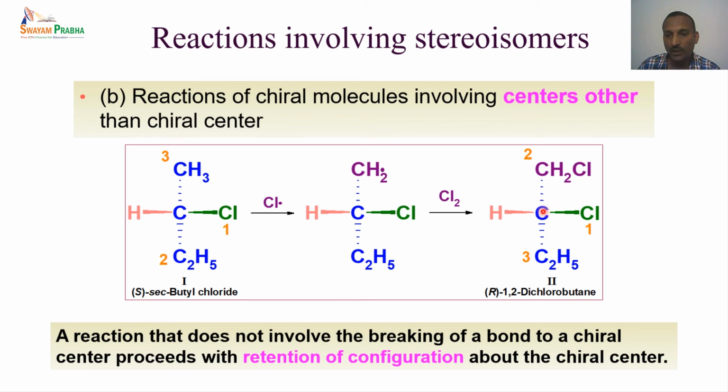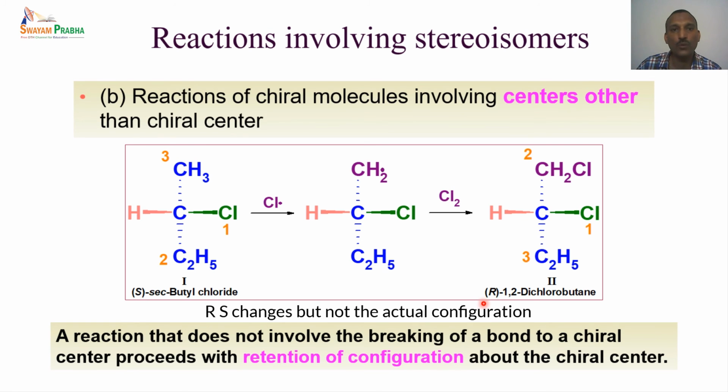So that means this carbon-carbon bond is not broken, carbon-halogen bond is not broken, carbon-hydrogen bond is not broken, and this carbon-carbon bond is not broken. So in other words, we did not even break any single bond at the chiral center, but the configuration for the starting material is S, but for the product is R. So how does this change happen?